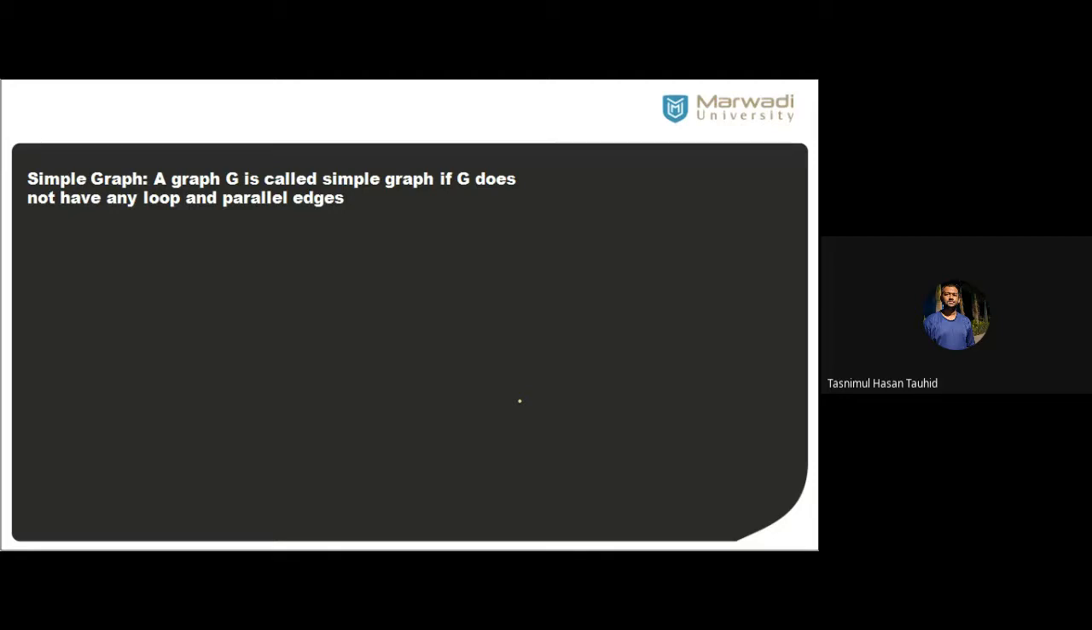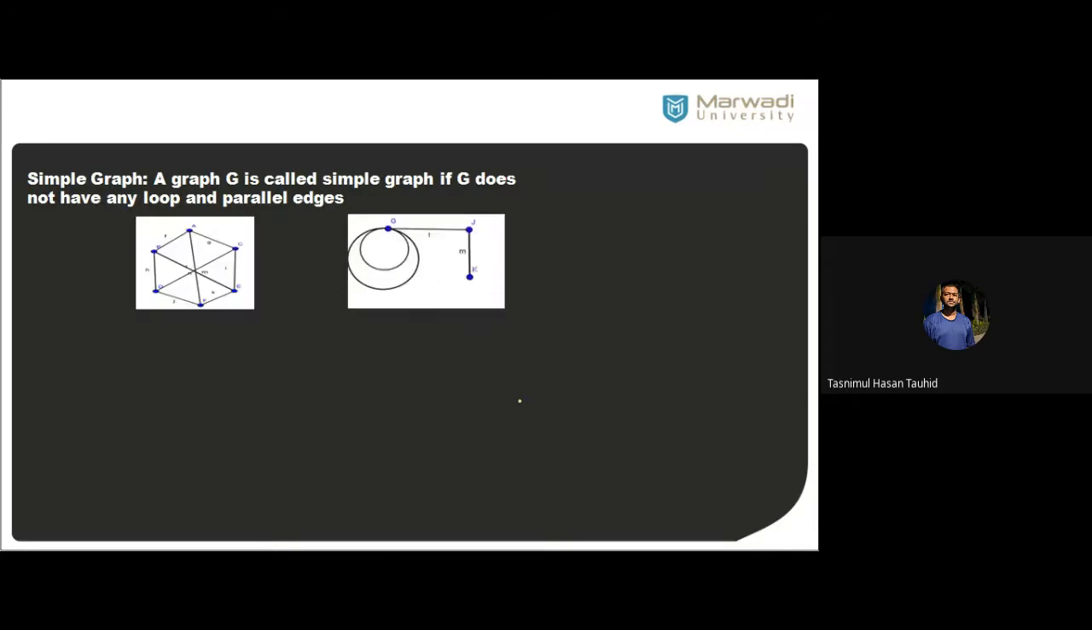Next thing, I will give you some graphs. These two graphs are given here. Let's say this is A and this is B. Which of the following is a simple graph and which one is not? A is a simple graph and B is not a simple graph, right? B is not a simple graph because B is having a self loop, and A is not having any self loop or any parallel edges. Very good.